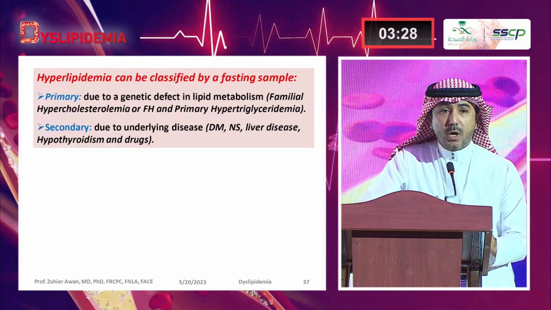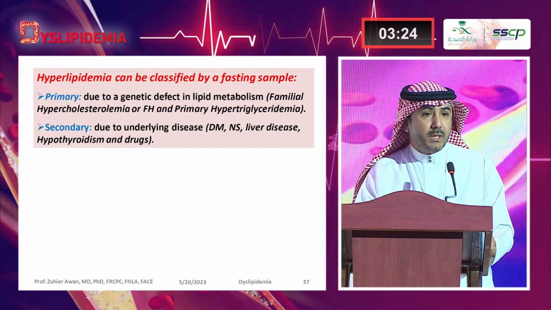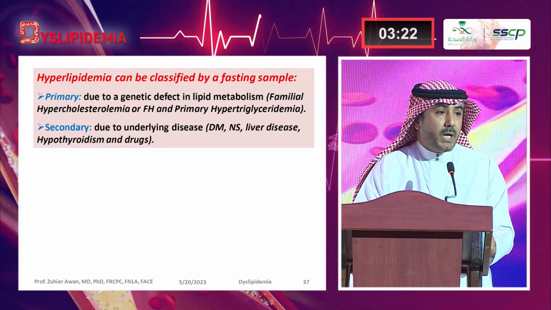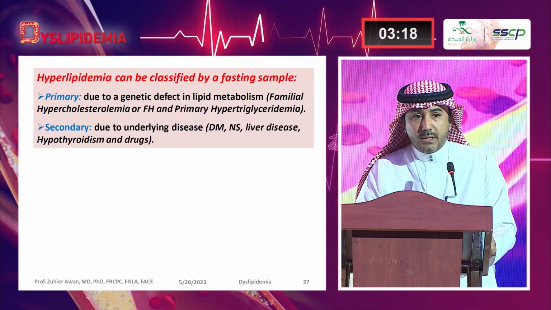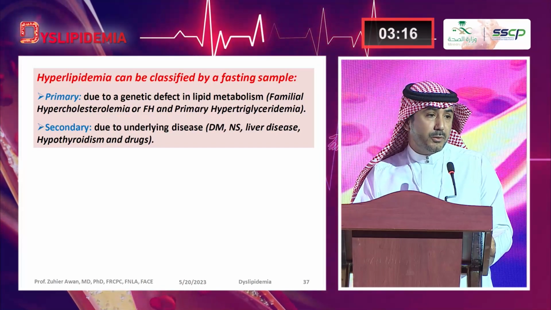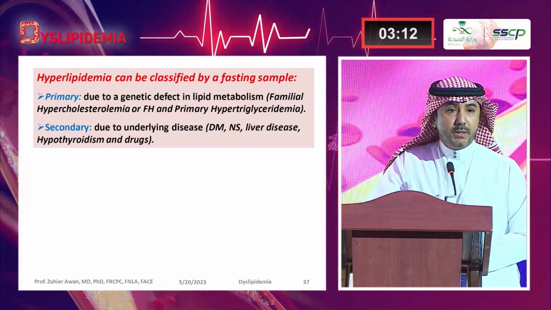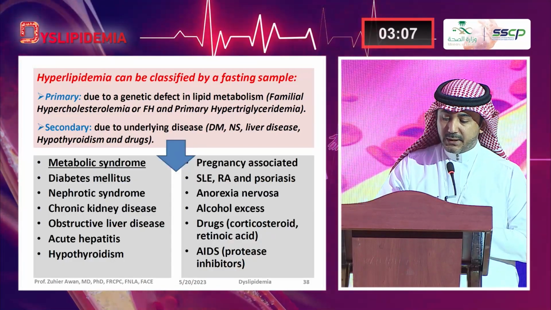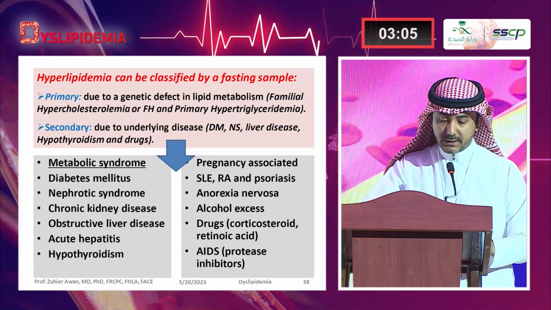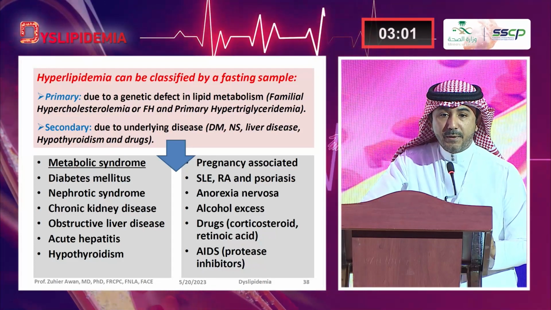So now moving from primary hyperlipidemia to secondary hyperlipidemia. In primary, we said there might be isolated hypercholesterolemia or isolated hypertriglyceridemia or mixed. In secondary, usually they are mixed hyperlipidemia. And usually it's due to the underlying cause, whether diabetes, nephrotic syndrome, liver disease, in particular obstructive liver disease, hypothyroidism, or any offending drug.